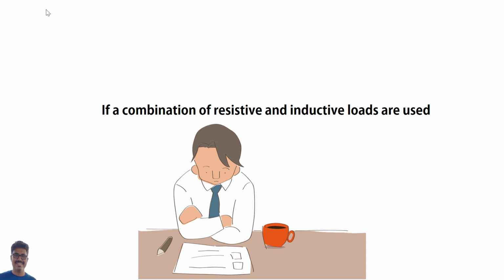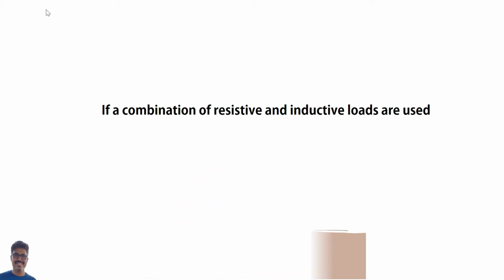If you have any questions, you can ask me. Otherwise, I have sorted out a few popular questions which I am asked on Quora and other forums. One of the questions is: if your household has a combination of resistive and inductive loads, then what will happen?